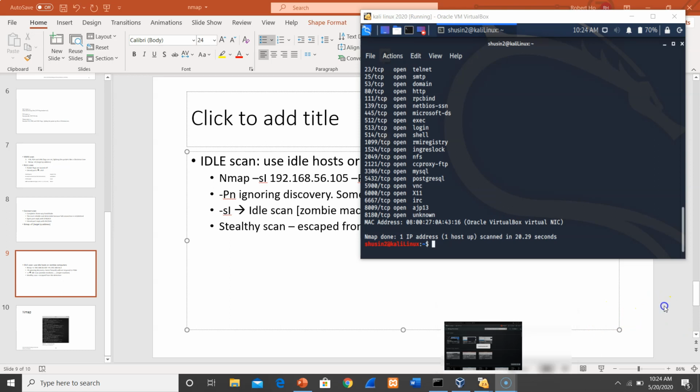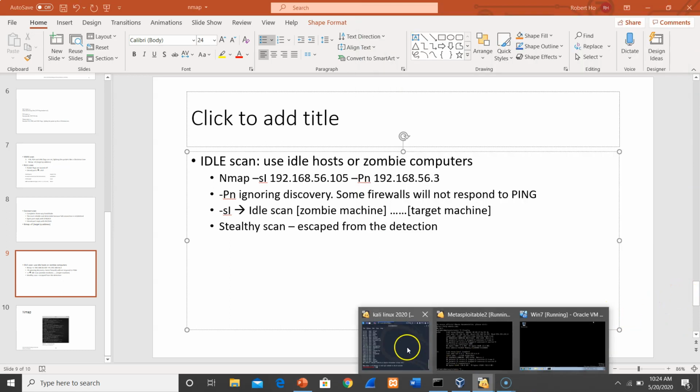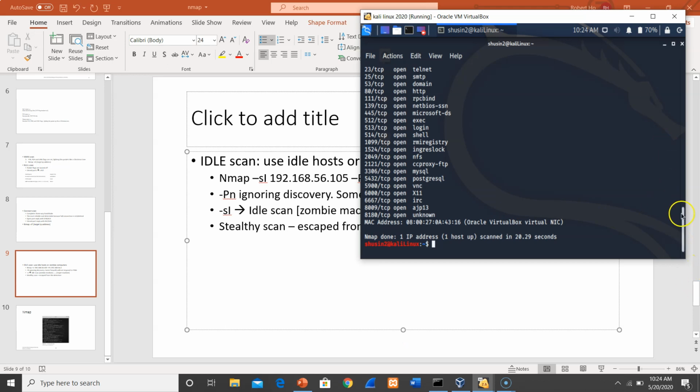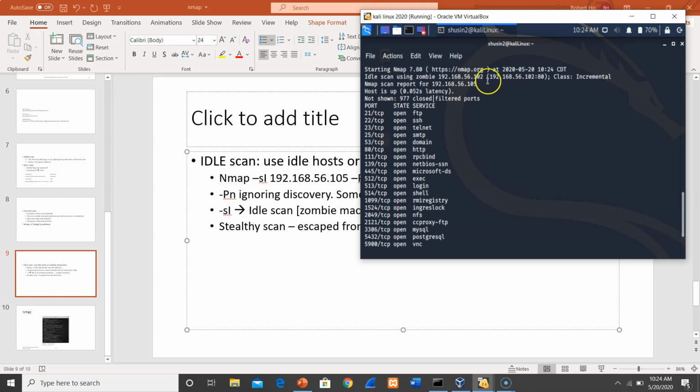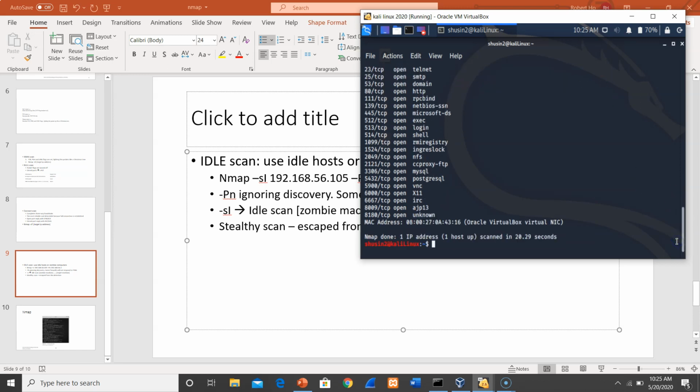Alright, so now you notice that it's written as an address, right? You see this? These are the ports that are open, right? Idle scan using zombie, and this is my target machine. These are all the ports open, right? 977 closed and filtered ports because it has a firewall. So the state of closed and filtered means Nmap cannot determine whether it is closed or possibly it is filtered by the firewall. All right. So these are idle scan.